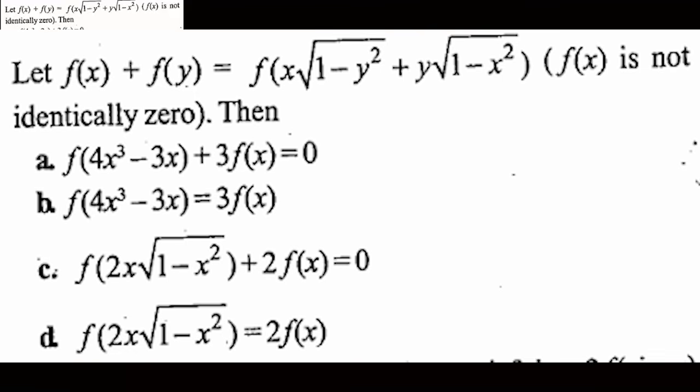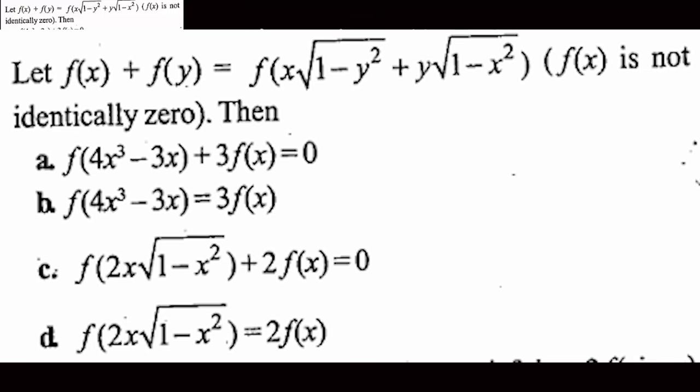Now the question is, let f(x) plus f(y) equals f of (x into under root of 1 minus y square plus y into under root of 1 minus x square), and f(x) is not a constant function, then which of the following is or are true?